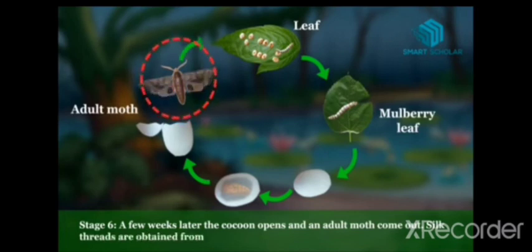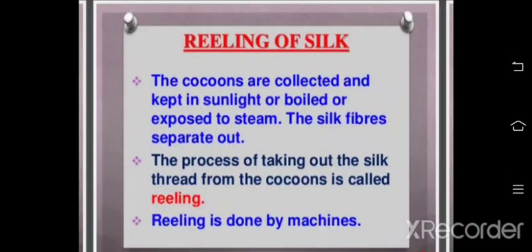Silk threads are obtained from the cocoon of the silk moth. Reeling of silk. The cocoons are collected and kept in sunlight, boiled, or exposed to steam. When doing so, the silk fibers get separated from the cocoon. The process of taking the silk thread from the cocoon to obtain silk is called reeling. Reeling is usually done with the help of a machine.